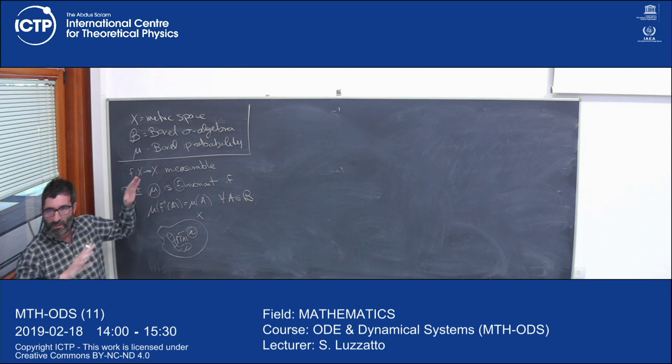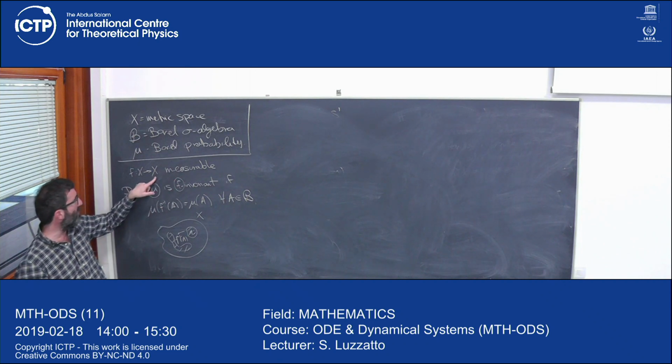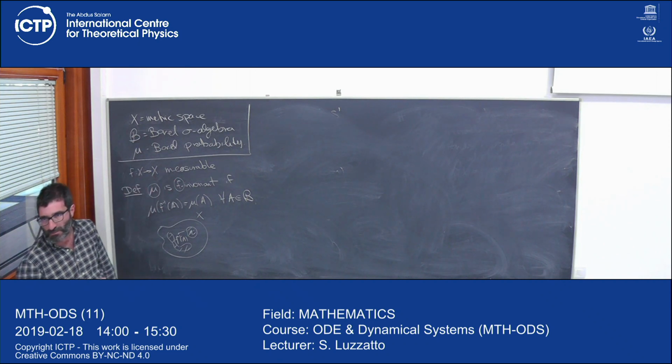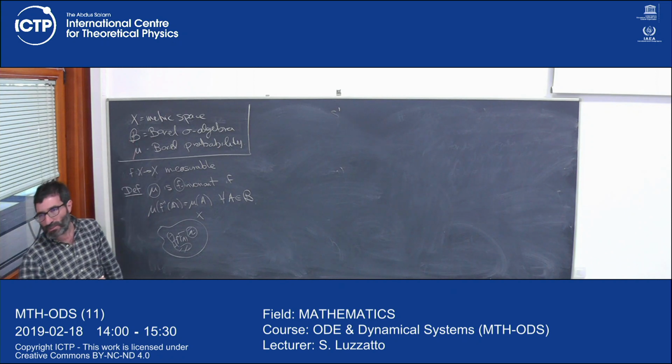You have a set, you have a sigma algebra here, and you say this is measurable if the pre-image of every set in the sigma algebra also belongs to the sigma algebra. So the measure is restricted to the Borel sigma algebra. That's what a measure is. Yes, a measure is always restricted to the sigma algebra. In this case, we will always restrict to the Borel sigma algebra.